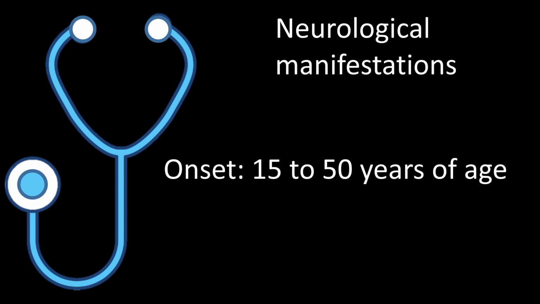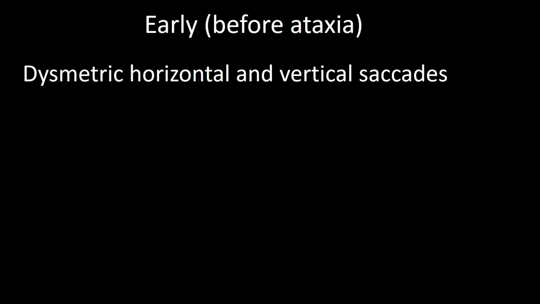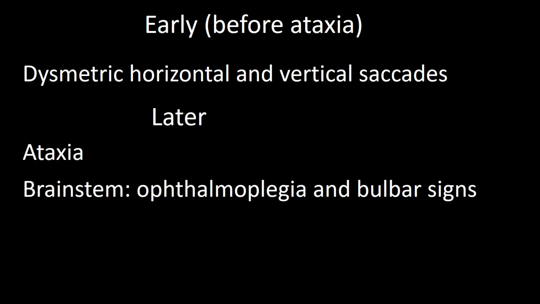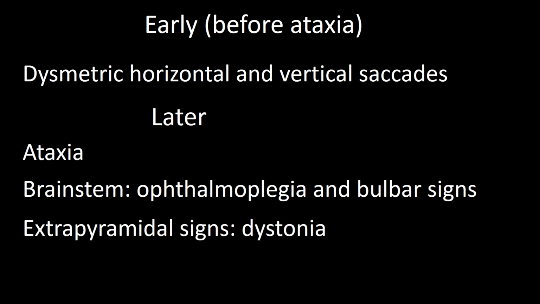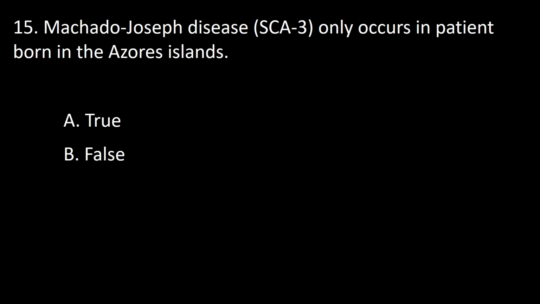Neurological manifestations may have an early onset. A significant number of patients start having symptoms in their 20s. Early symptoms are dysmetric horizontal and vertical saccades. Later, we find ataxia, brainstem findings such as ophthalmoplegia and bulbar signs, extrapyramidal signs such as dystonia, and distal weakness. So the answer to this question is false.